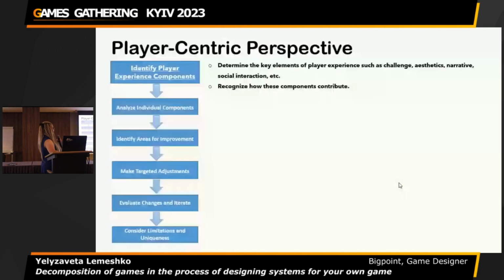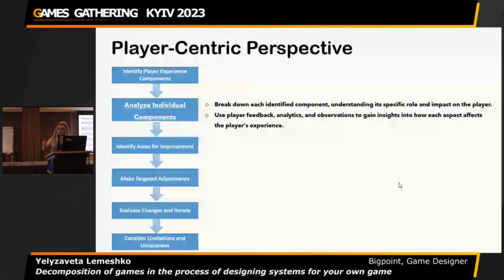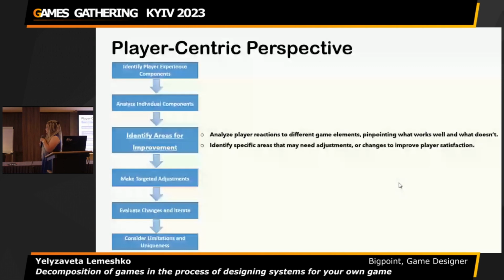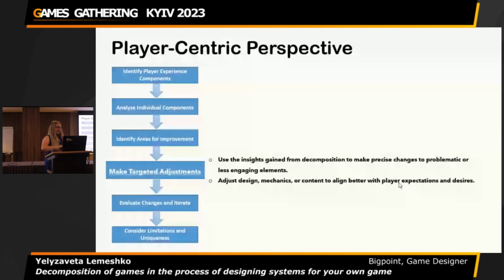So what are the steps? What's the flow of this? We identify player experience components, and we understand what challenges, what aesthetics, what narrative, and what social interaction we have, and we analyze how these components contribute. After this, we analyze individual components, breaking them down as much as we can, and we receive feedback, analytics, and observation. Again, as game designers, please read what players think about your game. It's very important, because if you prefer to work on the feature and not read what players think about it, I'm not sure what will happen with your game later on. So you identify areas of improvement. You analyze the reactions of the players, how they love or how they hate your game. Then you make the target.